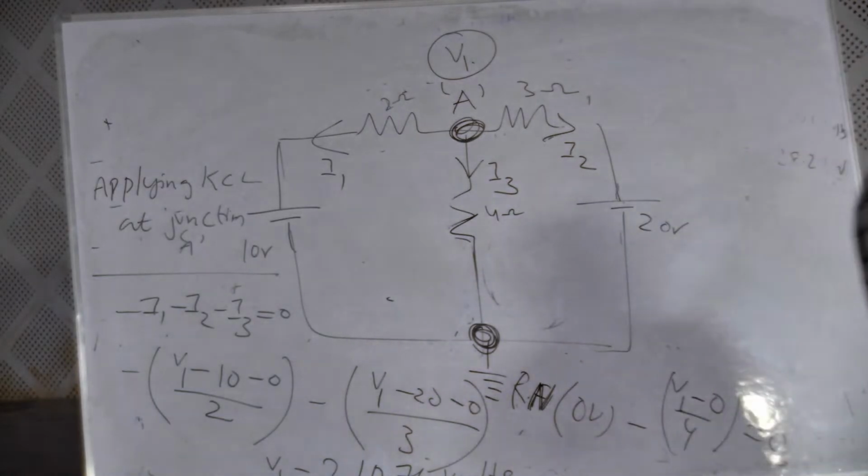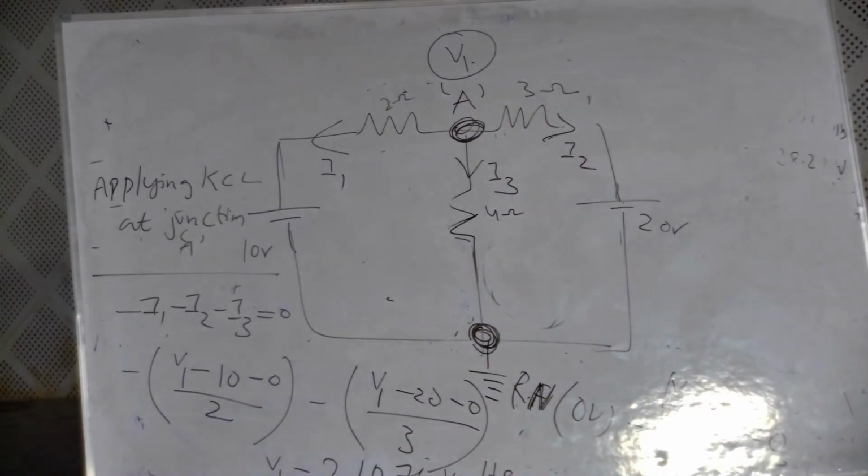What is the value of V1? Get the value of V1. Each current should be converted to V by R, total voltage by total resistance. That's all.